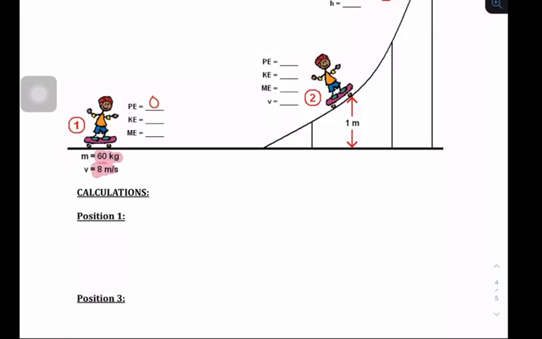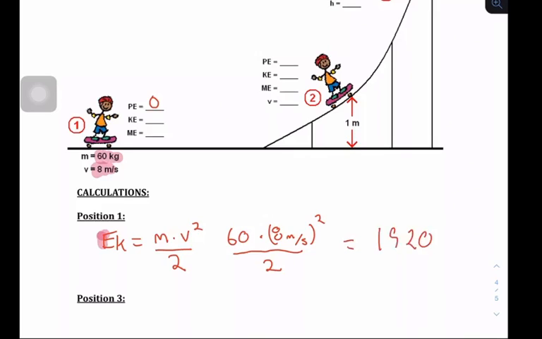So kinetic energy is equal to mass times velocity squared divided by 2. Mass is 60. Velocity is 8 meters per second. Velocity squared would be, I don't want to confuse people, so we'll just say 8 meters per second squared. Of course, that ends up being 64 divided by 2. So 60 times 8 squared divided by 2 ends up being 1,920 joules.